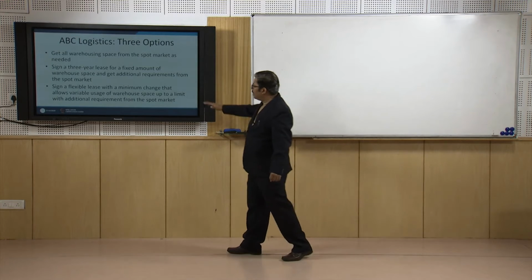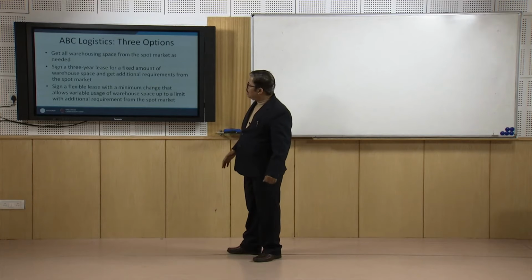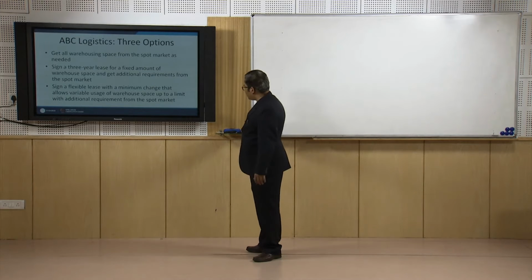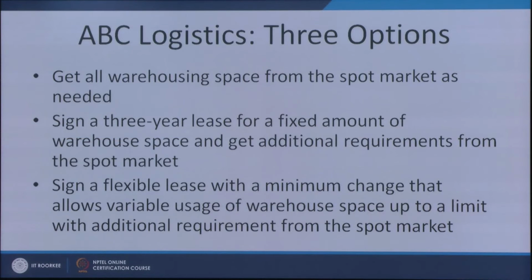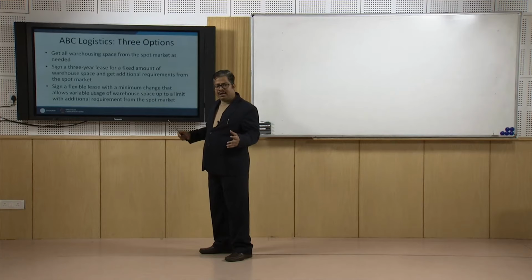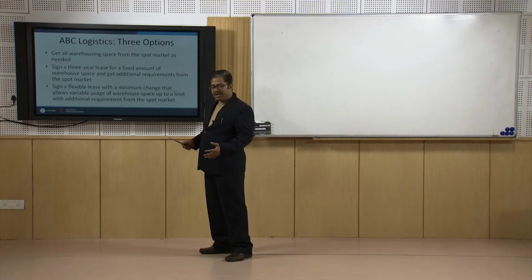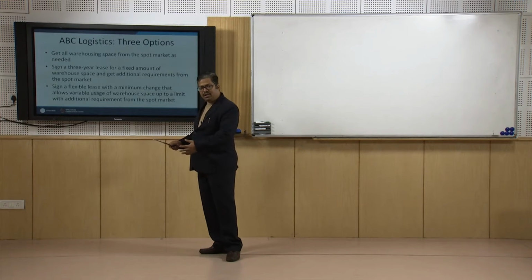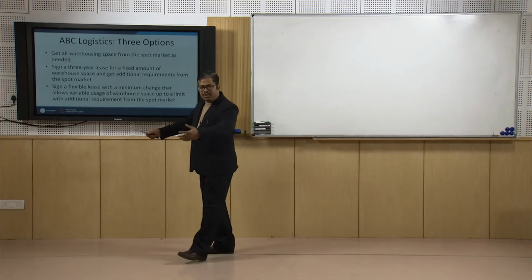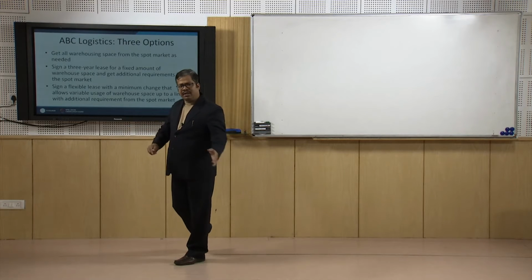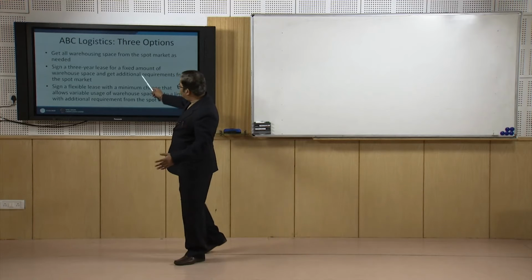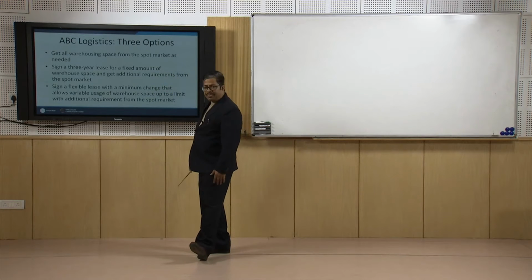We have three options available to this company. These options are: get all warehousing space from the spot market as required. So, today you require 60 square feet, so take that much. Tomorrow you require 100 square feet, you take that much. Then you require 90 square feet, leave some 10 square feet and take only 90 square feet. So, that type of flexibility is there in this first option.